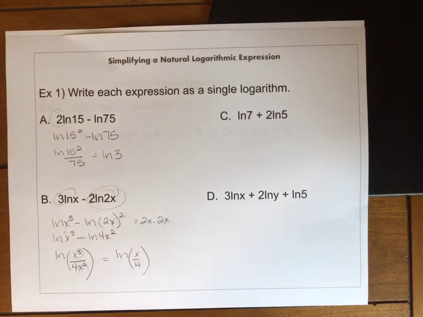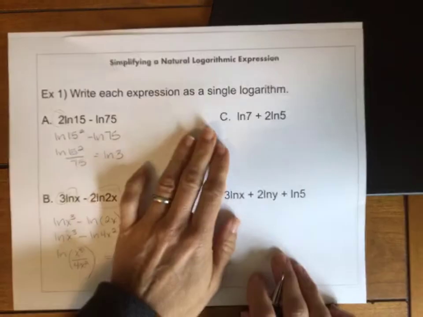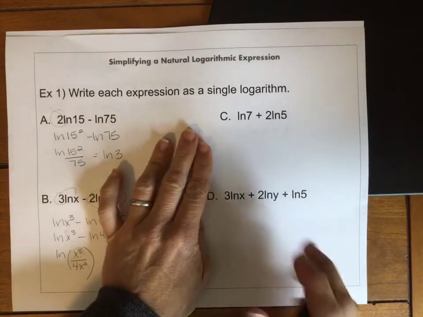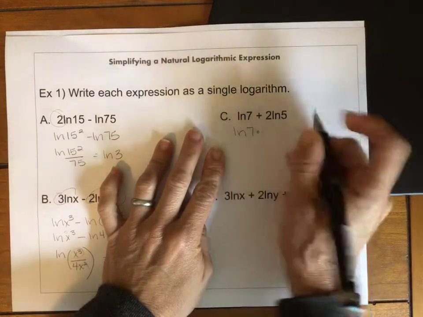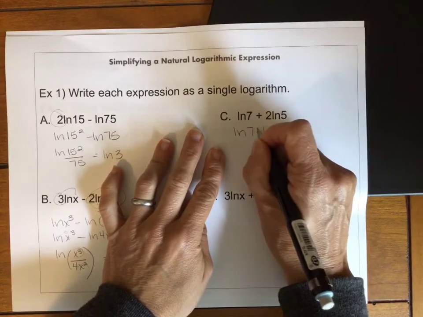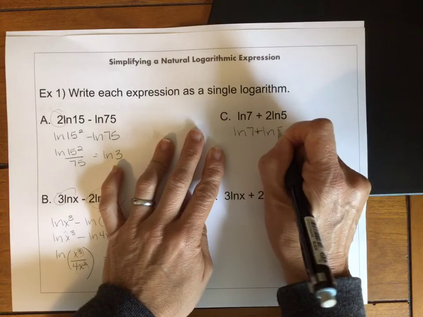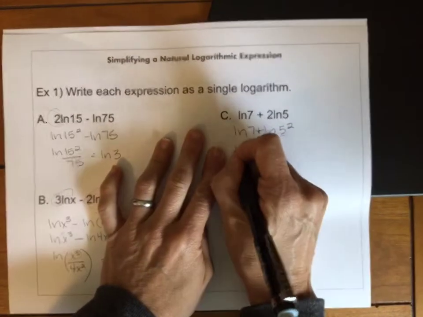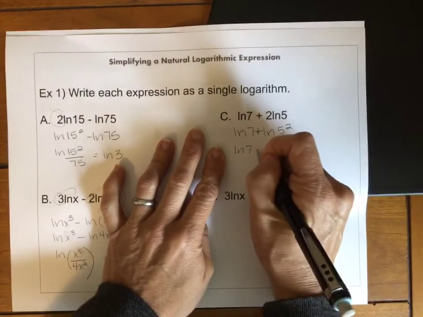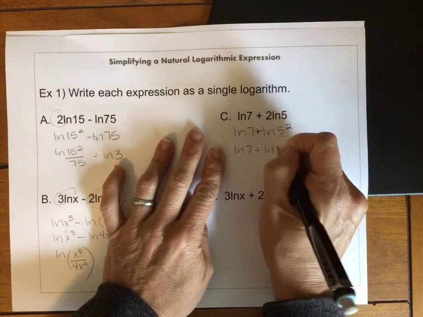All right, so coming back, I hope that you really did try these. That's where the learning takes place, not just watching me. So natural log of 7 plus the natural log of 5 squared. Well, we know that's just 25. So we could write it like this.